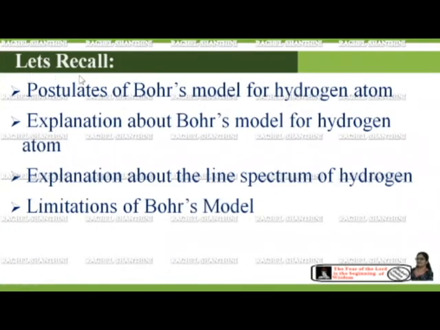Students, now let's recall all the topics that we have discussed in this session. We have discussed the postulates of Bohr's model for hydrogen atom, the explanation about Bohr's model for hydrogen atom, the explanation about the line spectra of hydrogen, and the limitations of Bohr's model.